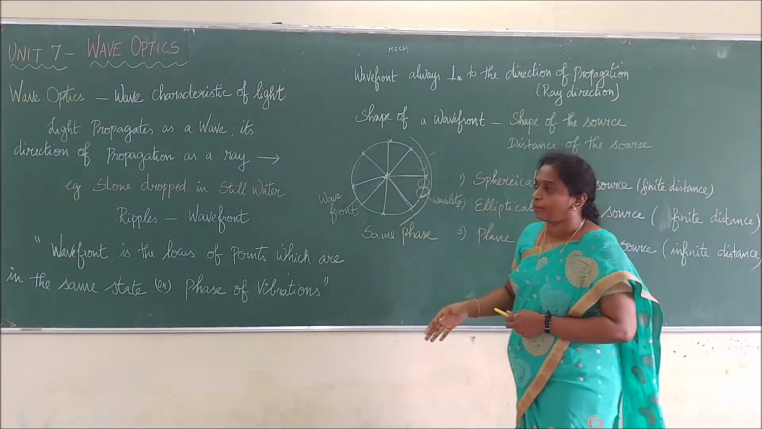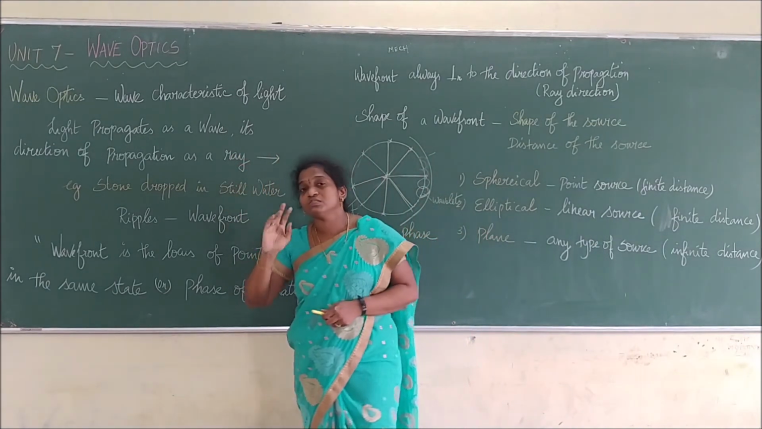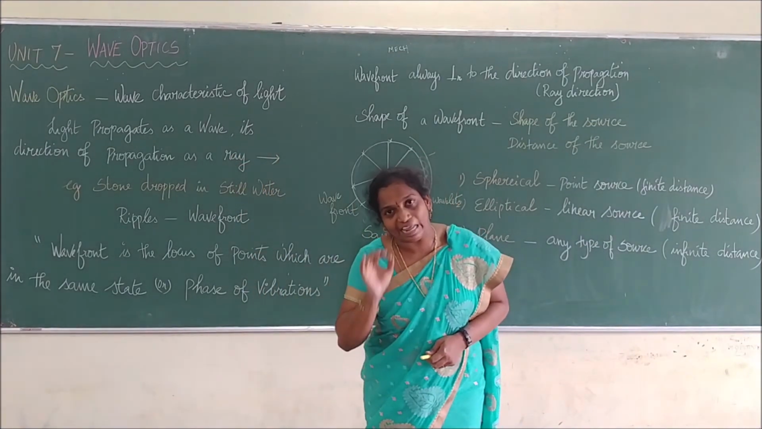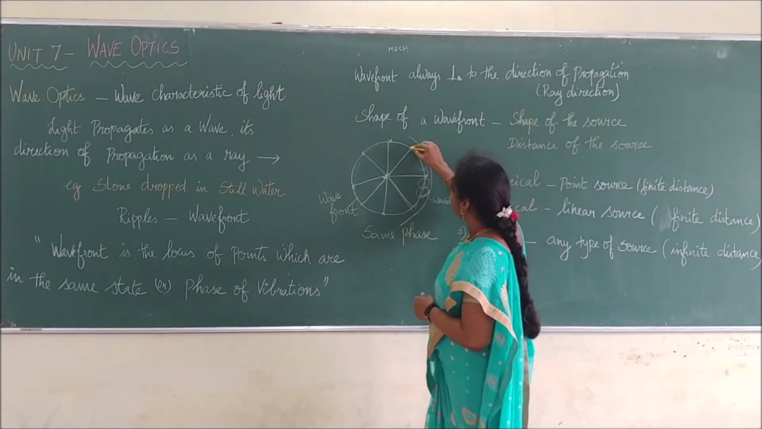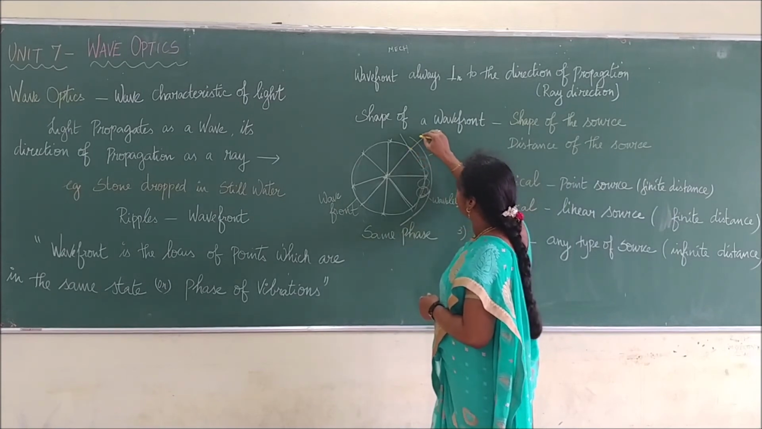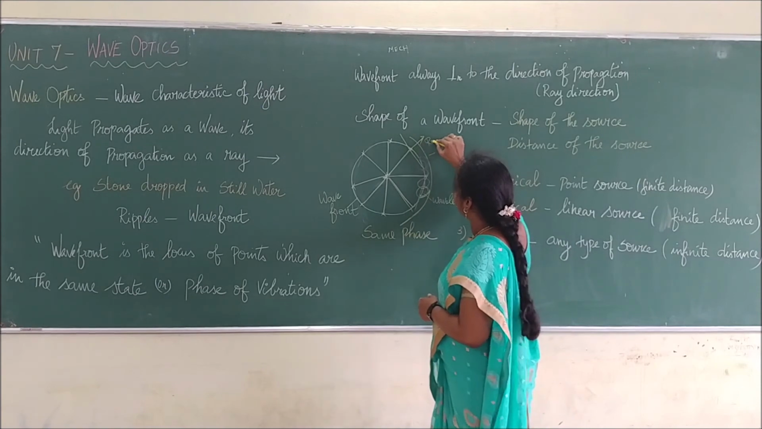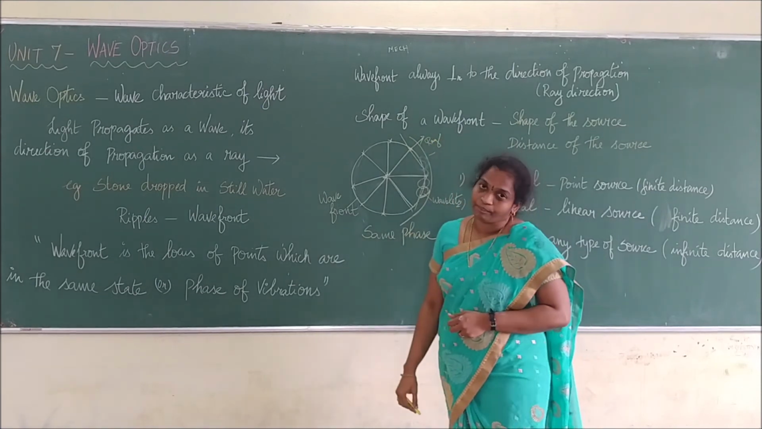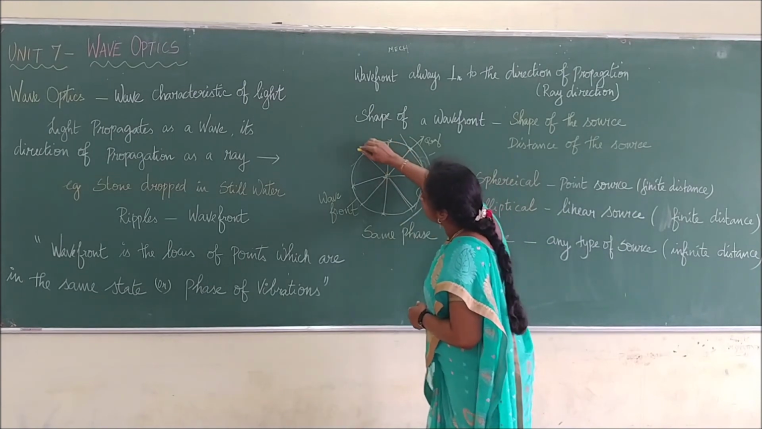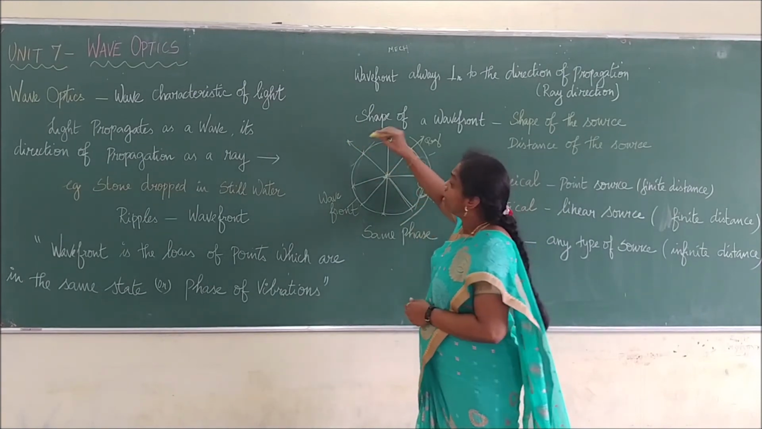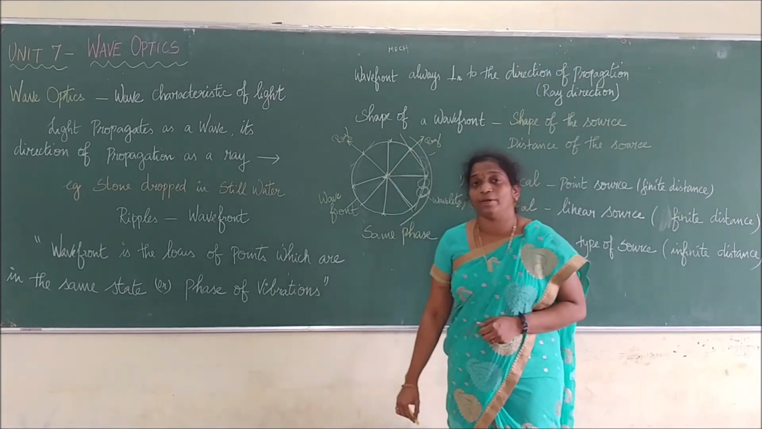So what is the direction of propagation? Light propagates as a wave, but the direction is always represented in the form of a ray. How do we get a ray? If I take a point and draw a tangent, then a line perpendicular to that tangent represents the direction of propagation. We call that a ray. At any point we can draw a tangent, and the line perpendicular to it is the direction of propagation, which we call what?